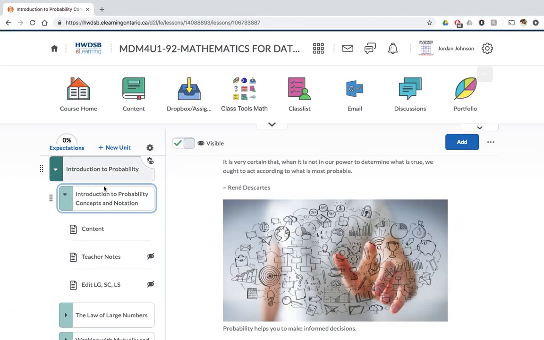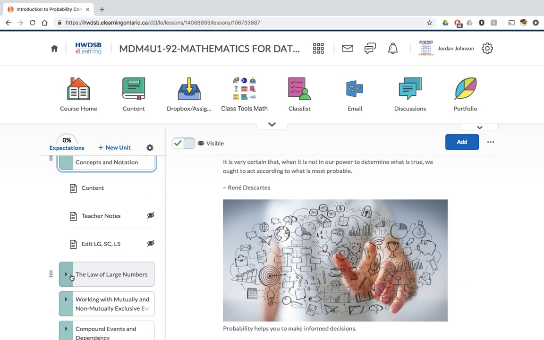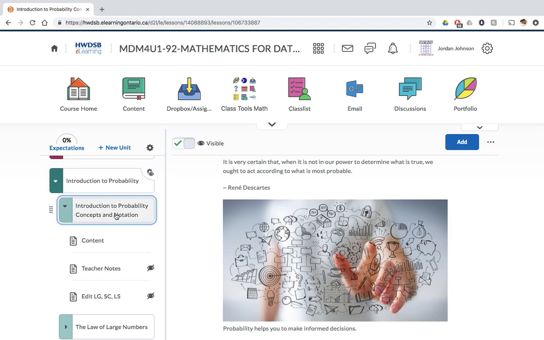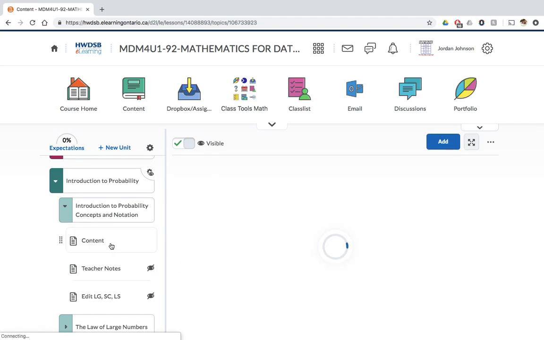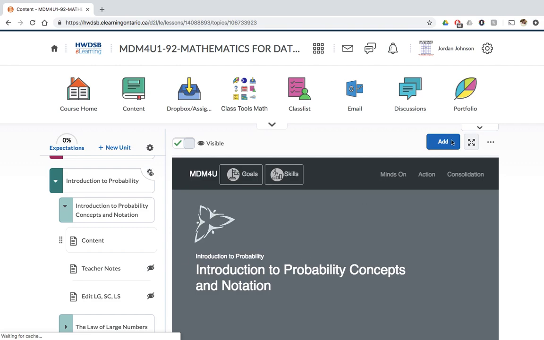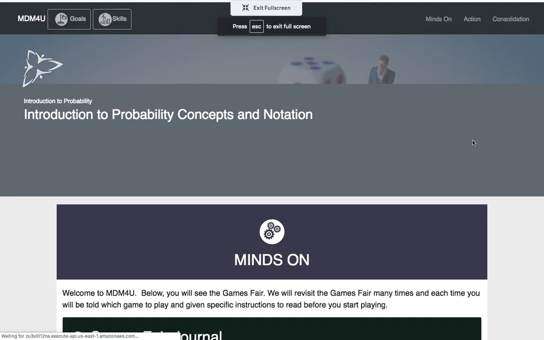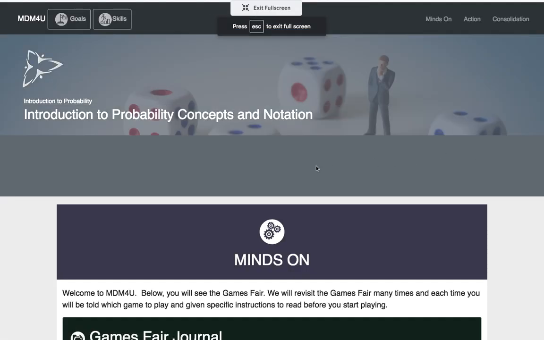We are going to be looking at Introduction to Probability, in particular two first modules, the Introduction to Probability Concepts and Notations, and the Law of Large Numbers. So the first module that a lot of you have already taken a look at, we're going to go to the content portion of it, and I'm going to very quickly go over some of the things that you need to submit.